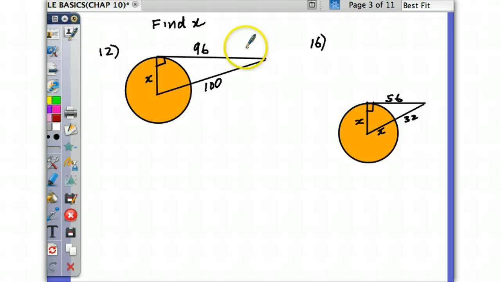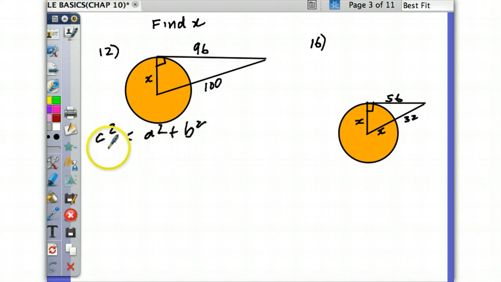You got a tangent here intersecting a radius, and if you ask to find x, you can find it because you know what theorem? The right one. A squared plus B squared equals C squared. Absolutely. Yes, you can find x because c squared is still equal to a squared plus b squared for every right triangle. So what would be my c? The 100, and the 96 and x.